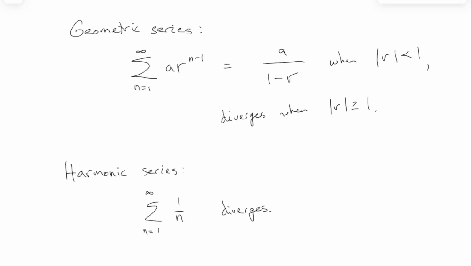Unfortunately, you just kind of have to remember which is which. The geometric is powers of the same number, and the harmonic is just 1 over n. So this one is 1 plus a half plus a third plus a fourth plus a fifth. If you add that up, infinitely many terms, it diverges. That sum grows to infinity.